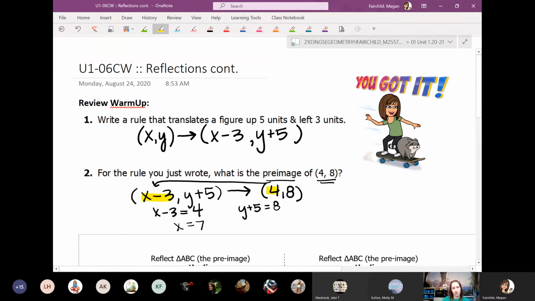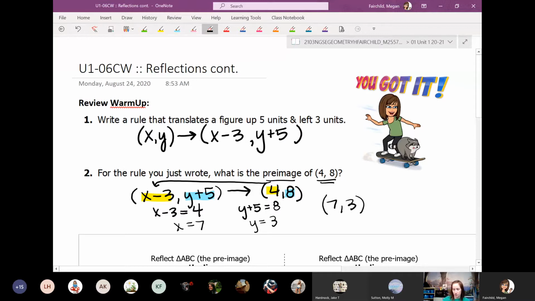So I would take what's happening here, right? X minus 3 is going to give you 4. And then the y plus 5 is going to give you 8 at the end. So I'm going to set each one of these equal to the image point, because that way it will give me what it was before for the pre-image, okay? So my ordered pair is actually going to be 7, 3.